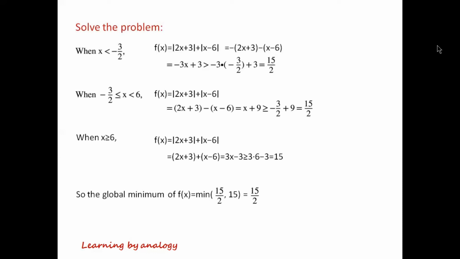So the global minimum of f of x equals the minimum of 15 over 2 and 15, which is 15 over 2.